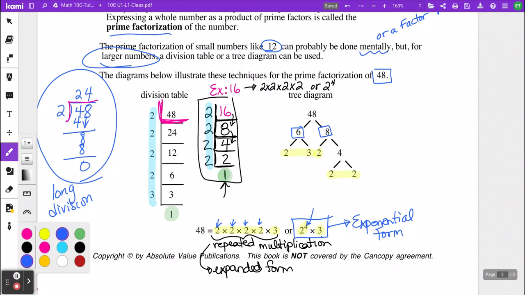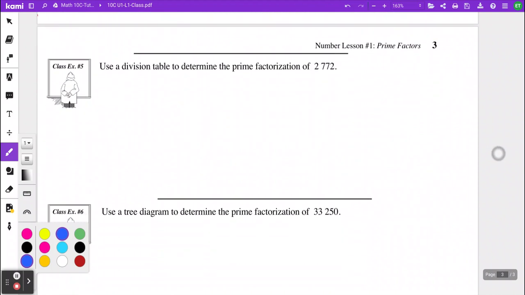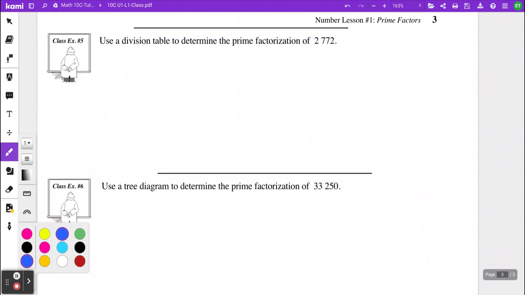All right, turn your page. Last page of our notes here. Okay, here's the example. We're going to do this one by a division table. Because the number is even, I'm starting with the number 2772. I'm going to draw my division letter L.